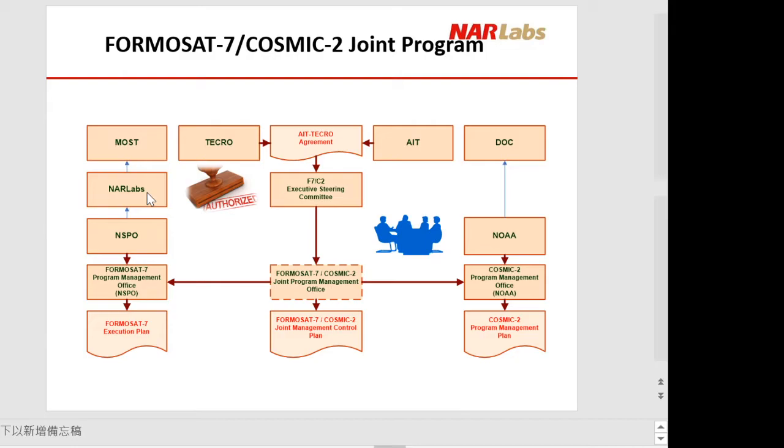Between NSPO and NOAA, we have a Joint Program Management Office, which is virtual. We have a lot of telecons, sometimes 3 telecons per week, to communicate on program management, interface issues, and integration, how we integrate together.